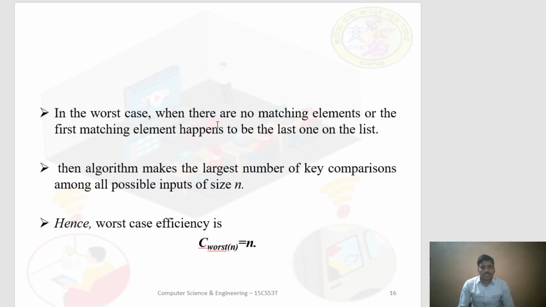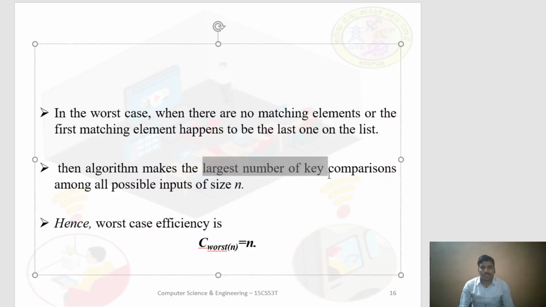In the worst case, when there are no matching elements or the first matching element happens to be the last one on the list, then the algorithm makes the largest number of key comparisons among all possible inputs of size n. Hence, the worst case efficiency, that is C worst of n, is n. Worst case efficiency of linear search ಏನಿರುತ್ತೆ? n ಇರುತ್ತೆ.